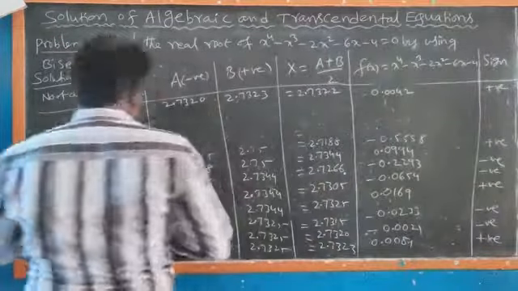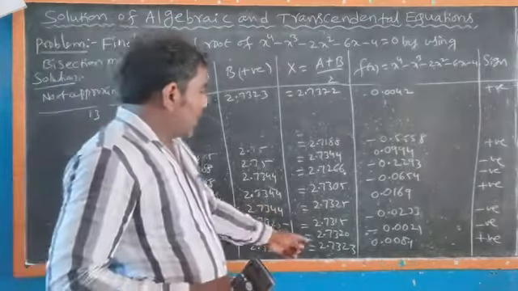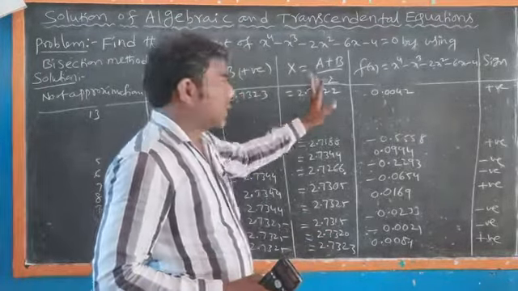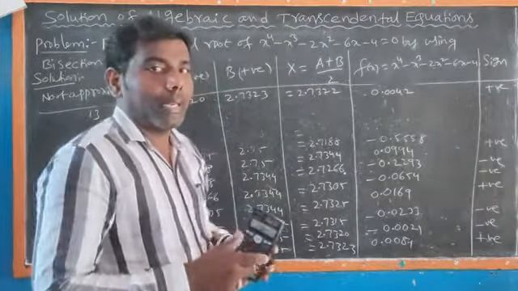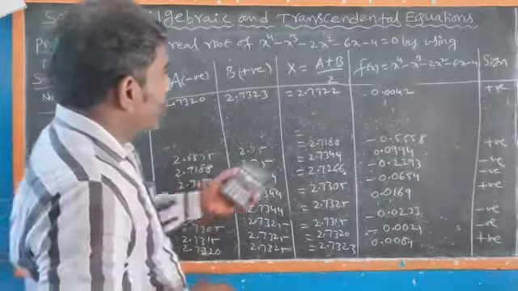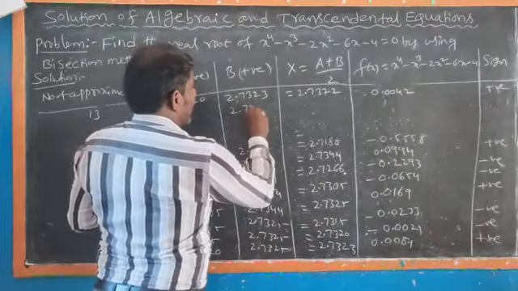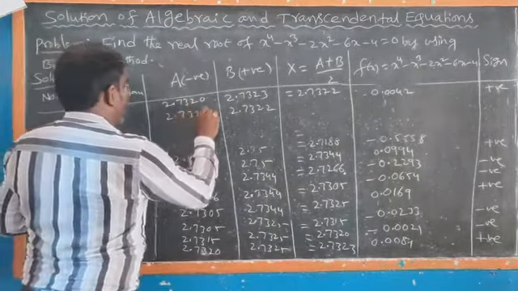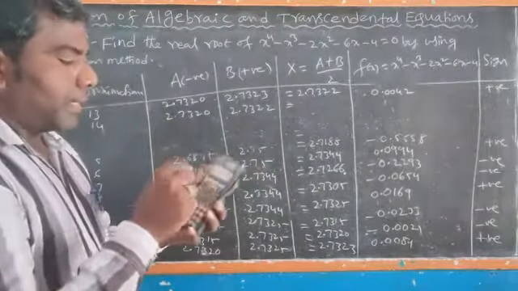We observe these approximations 11, 12, 13. Here 2.732, 2.732, 2.732. We are near the required root, very near to the required root. Observe this problem. Here positive, so substitute the x value in positive: 2.7322. Here the a value is 2.7320. This is the 14th approximation.